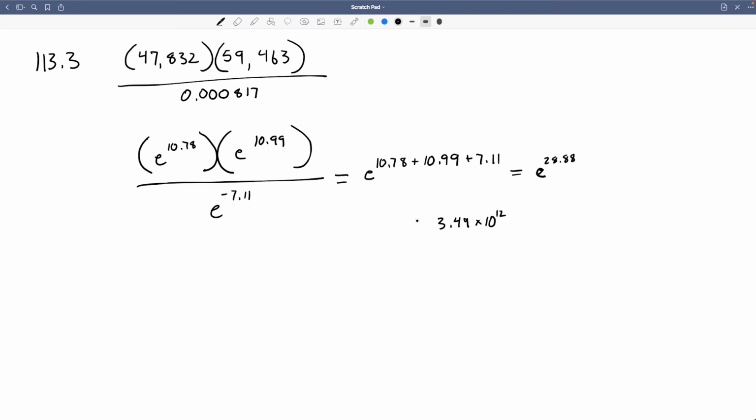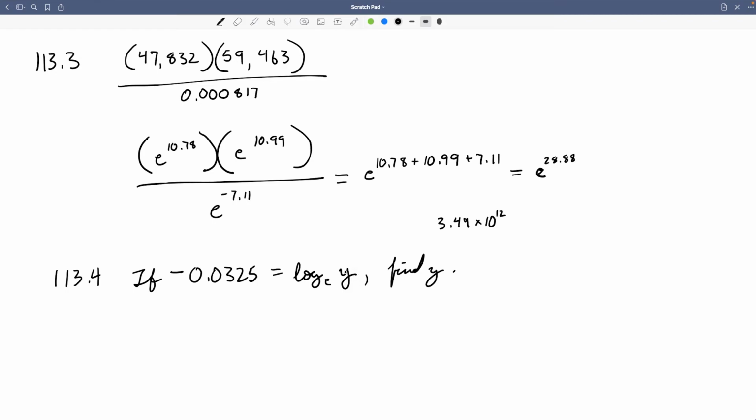All right, let's do one more. Let's do 113.4. And this one says that if negative 0.0325 equals log e of y, find y. So we don't know what the log is for that number, right? This is the exponent. We don't know what the anti-logarithm is.